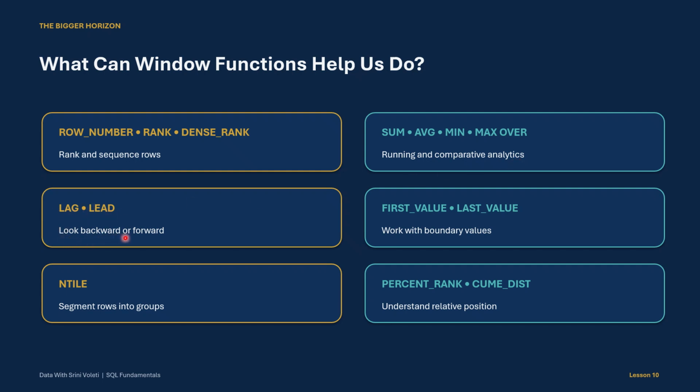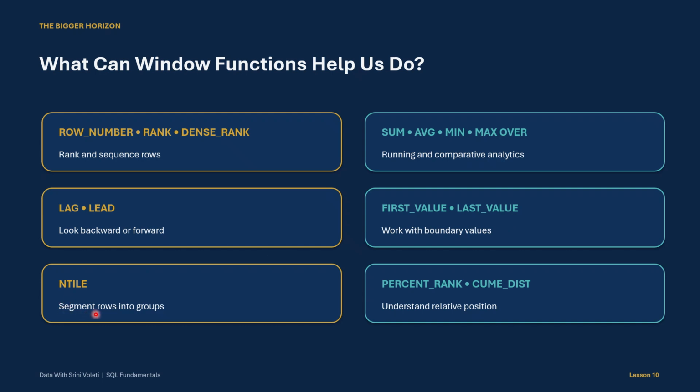PERCENT_RANK and CUME_DIST help describe relative position within the population. We are intentionally not teaching all of these in this lesson. The purpose is to show you the horizon and why window functions deserve their own learning series.